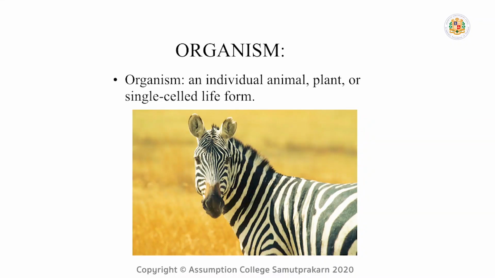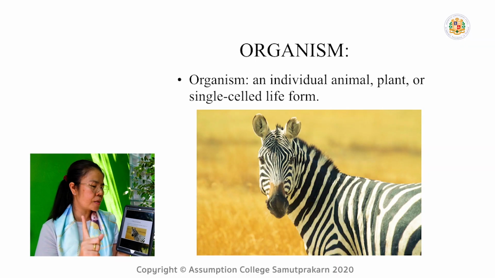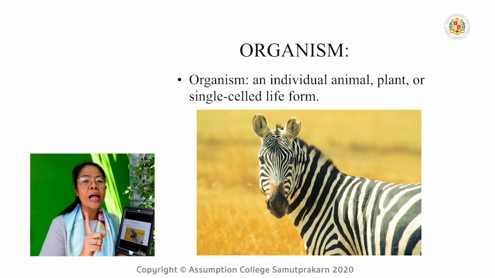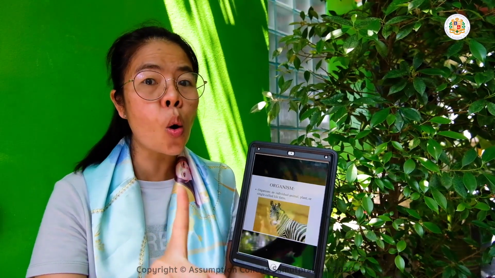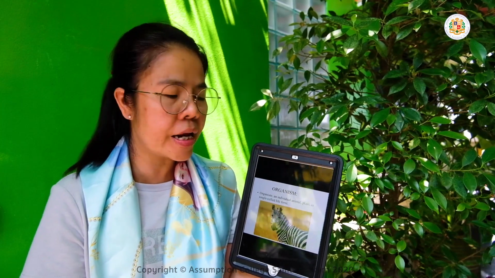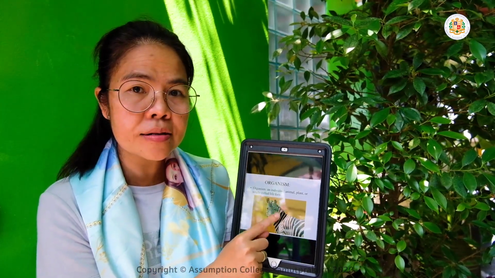And organism, easy for you to memorize. Think about an individual animal, plant, or single cell life form. I mean one living thing, that means organism. Examples, zebras, 1.